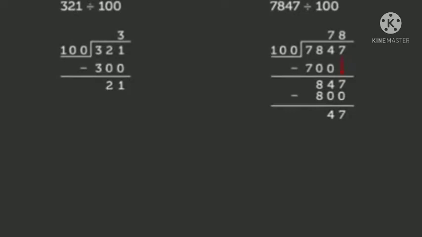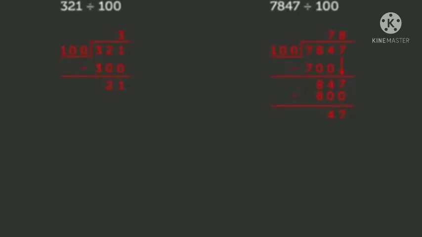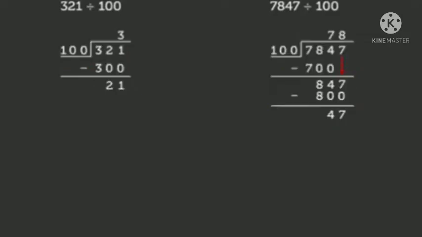Next is division by 100. Look at the board. We have solved two examples by the division method. Look at the first example. 321 divided by 100. Here we got the quotient as 3 and remainder as 21. Now look at the second example.